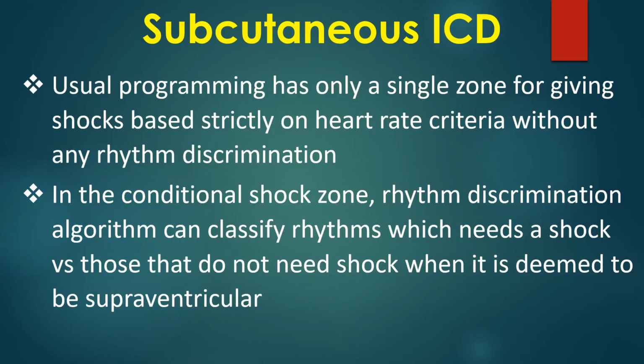Usual programming has only a single zone for giving shocks based strictly on heart rate criteria without any rhythm discrimination. In the conditional shock zone, rhythm discrimination algorithm can classify rhythms which need a shock versus those that do not need shock when it is deemed to be supraventricular.